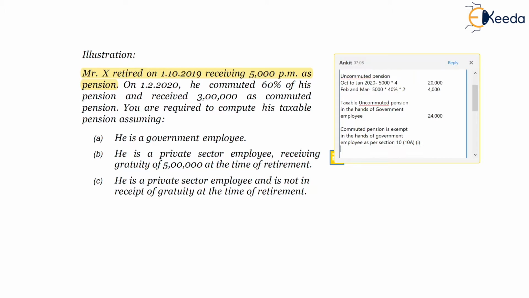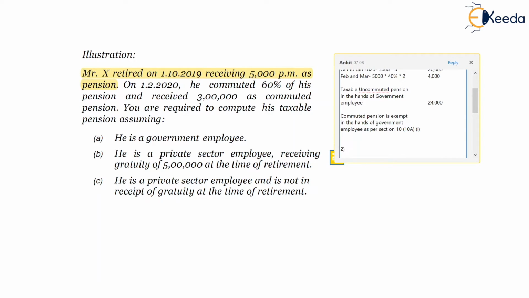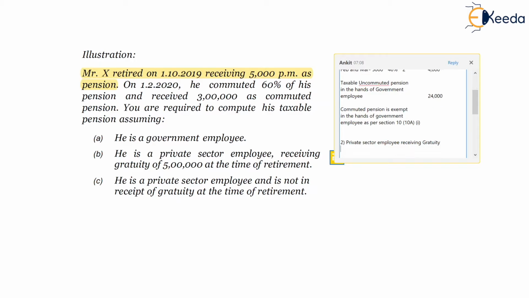So now friends, second is a private sector employee receiving gratuity. In such a case, the amount of exemption is one third of the total value of pension, right?